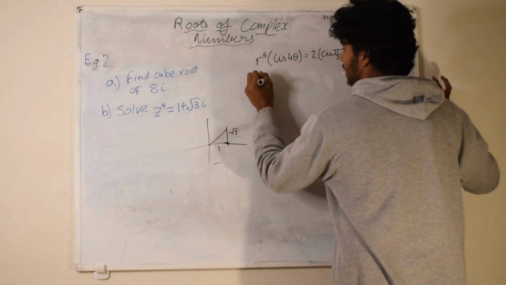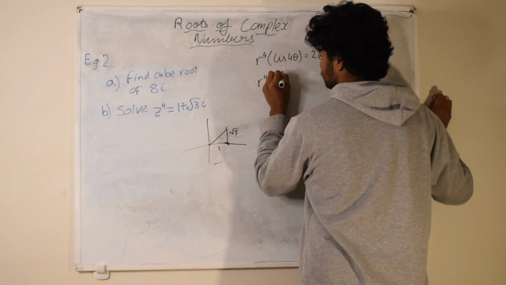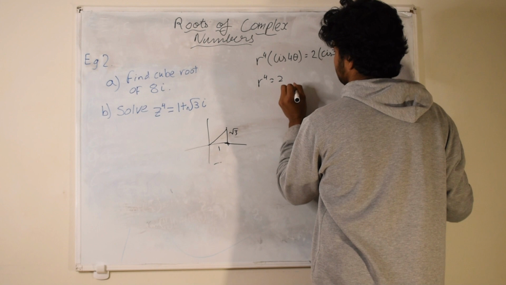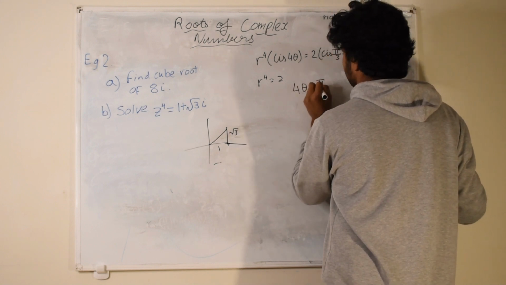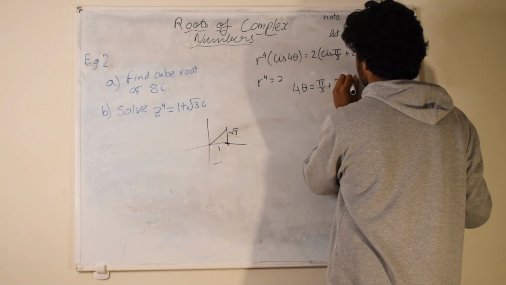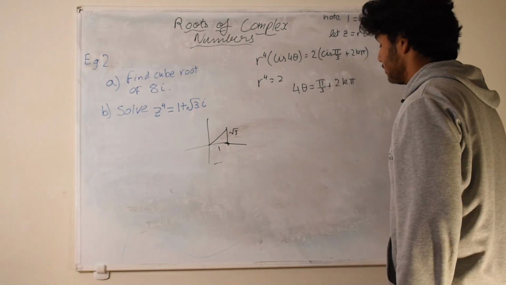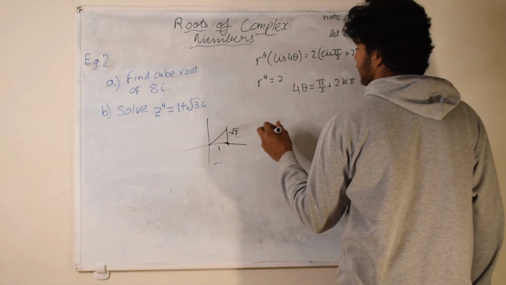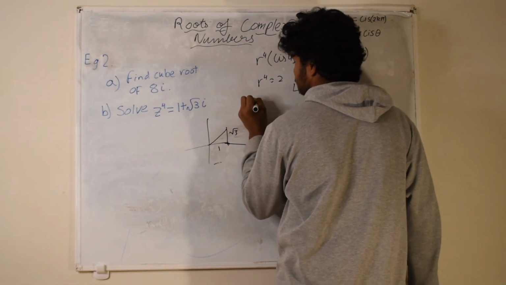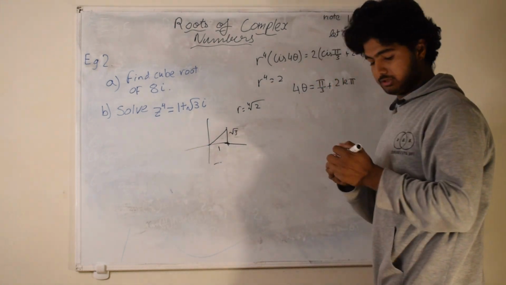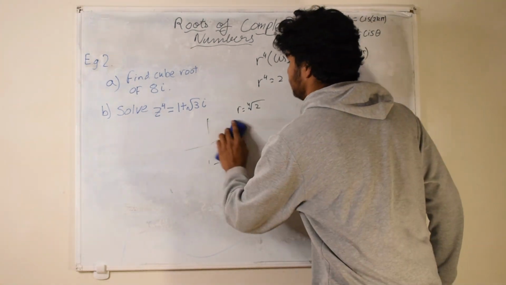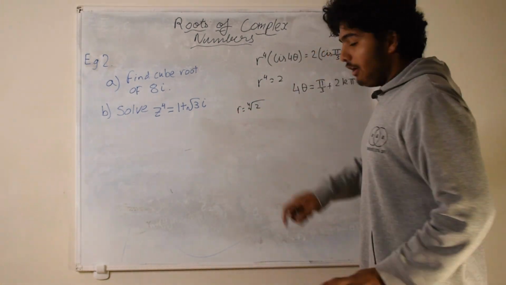Same thing, r to the power of 4 equals 2, and then 4 theta equals pi on 3 plus 2k pi. Correct? R to the power of 4, take the 4th root of 2, which is just the 4th root of 2 equals r. Sorry, I'll drop this diagram out so you don't get confused. That's what r equals.